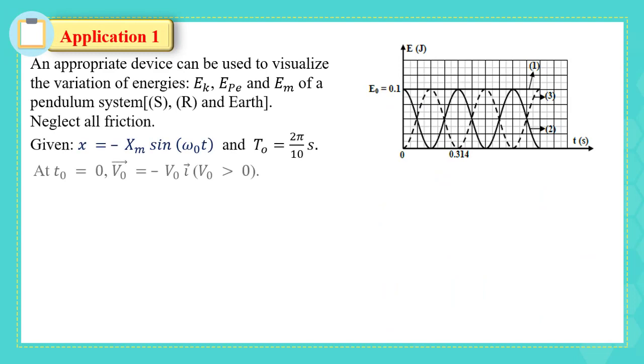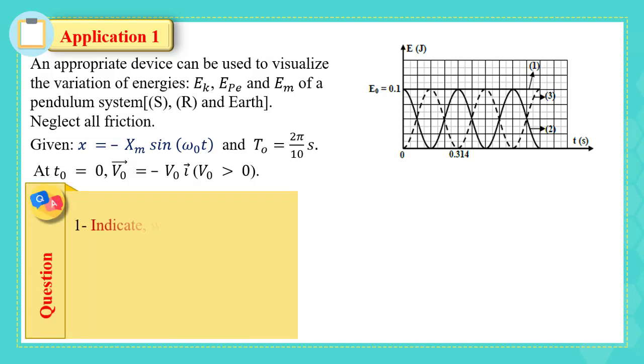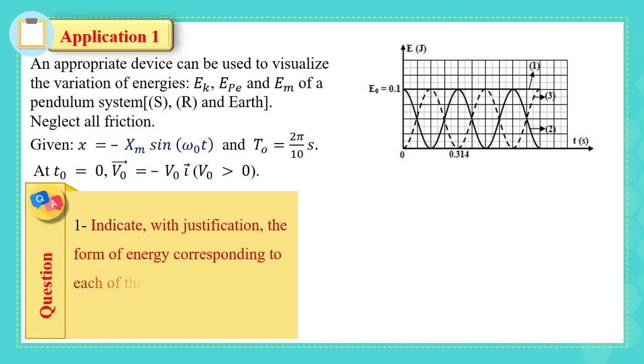Let's end with an application. An appropriate device can be used to visualize the variation of energies, the kinetic, elastic potential, and the mechanical energy of a pendulum system, S, R, and Earth. Neglect all friction. Given that x equals minus xm sine omega 0 t, T0 equals 2 pi over 10 seconds, and at t0, the velocity equals minus v0 i vector, where v0 is all the time positive. First question. Indicate with justification the form of energy corresponding to each of the three curves 1, 2, and 3.